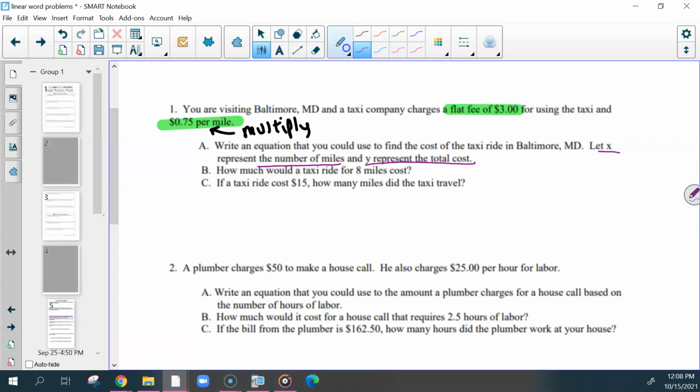Total costs means we're adding these two together. Adding the two things they told us, the flat fee and the price per mile. Total is also what it would end up with, so we can say Y equals. How could I put 3 and 75 cents per mile and X together in an equation?